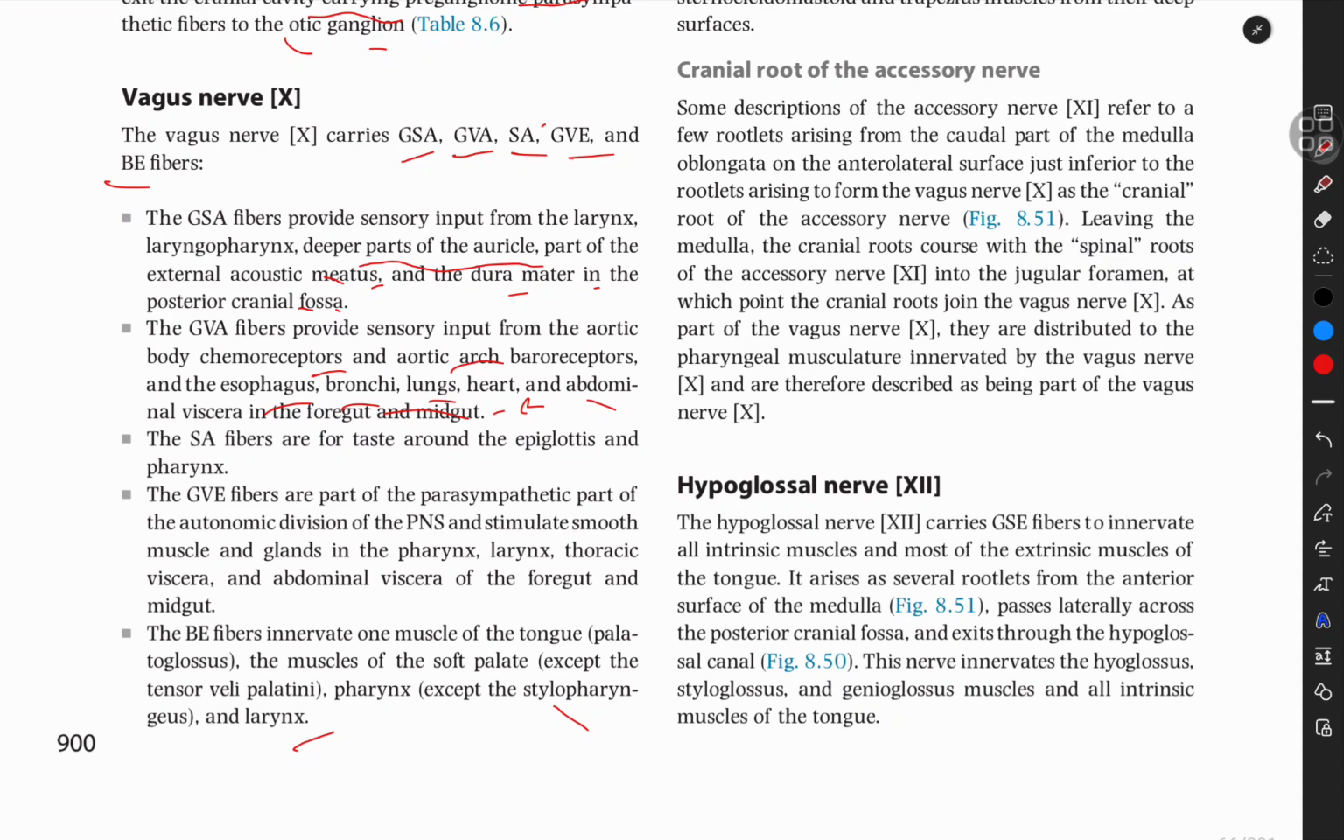So the vagus nerve innervates palatoglossus, muscles of the soft palate, pharynx, and larynx.